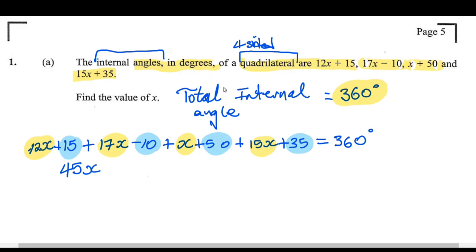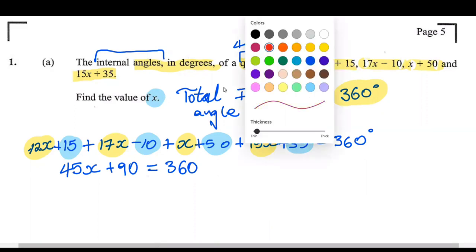Then now, you should be working with the numbers. 15 minus 10, that's 5, plus 50, that's 55, plus 35, we have a total of 90. So there it is, on the left side, 45x plus 90, and this is going to equal 360 degrees. Remember, the intention is to find the value for x. So we're solving an equation, ordinarily speaking.